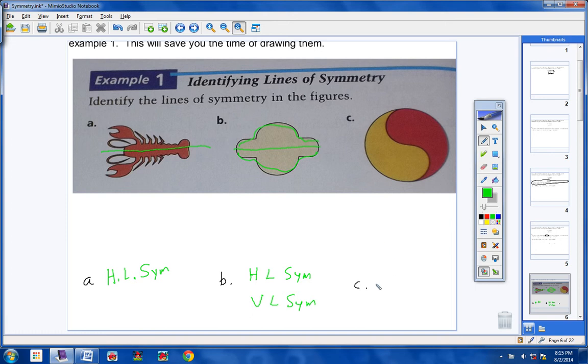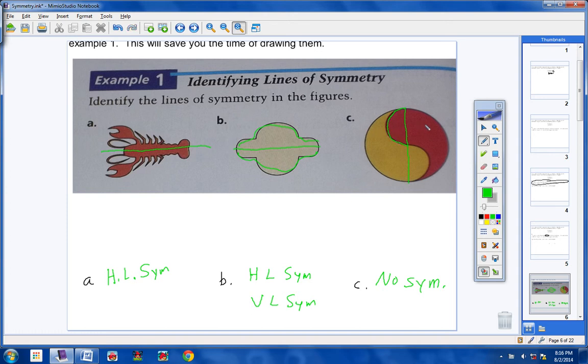Now here it might look like we have infinite amounts of symmetry. I mean, here and here and here, but actually figure C has no symmetry at all. And before you panic, let me explain why. Okay, no symmetry. You might say, well, Mr. Earhart, that's not true. If I drew a vertical line right here and I folded this side of the circle right on top of this side over here, then they would be symmetrical. Now, hold on a second. Yes, we don't have to worry about colors. That's true. Colors do not matter. However, the lines do.